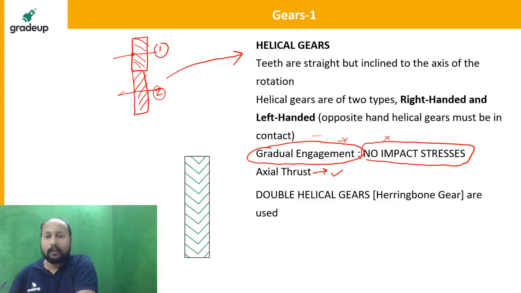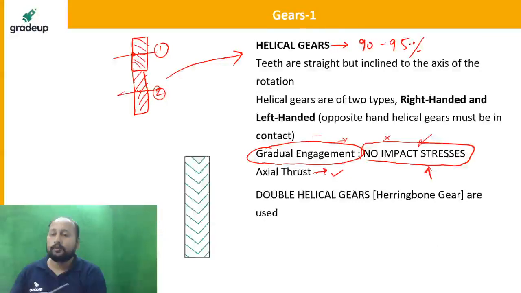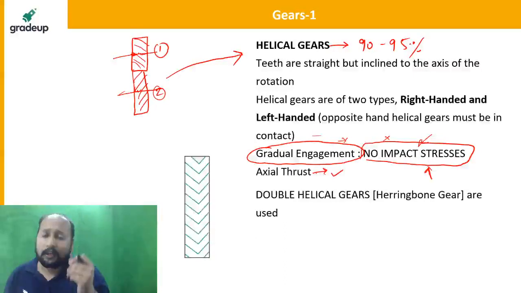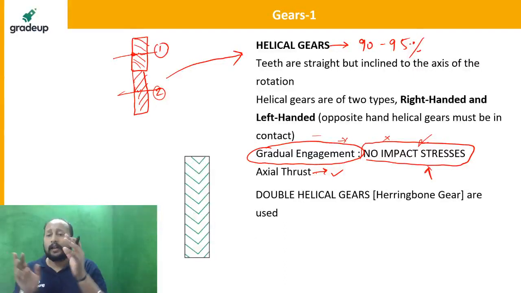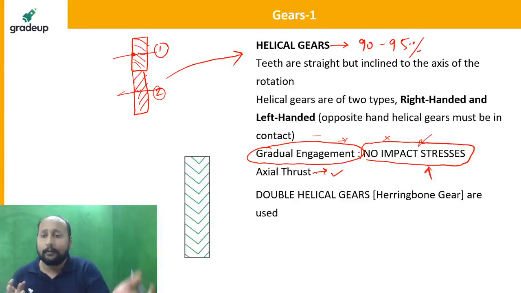So we'll be having some stresses at this location, but don't worry, those stresses are not that much higher. So we are basically overcoming the disadvantage of the spur gear, that is, there is no impact stress, the most important point. That is why, if I talk about the application, 90 to 95% of machinery is using helical gears. Why? Because we can use them at higher speed, and in gears we are basically transmitting power from one high RPM shaft to a lower RPM shaft, or from a lower RPM shaft to a higher RPM shaft.